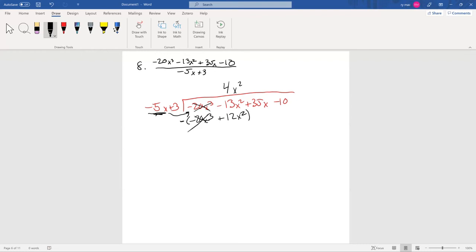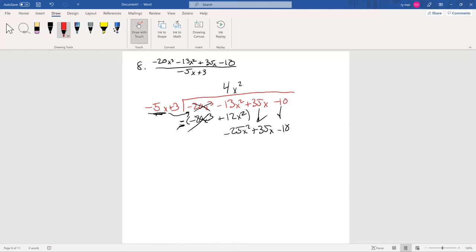This is really a negative 13x squared minus 12x squared. So that's going to give me a negative 25x squared. And I'll just move everything else down. Plus 35x minus 10. Sorry for flipping colors, but it might help out to see it that way.